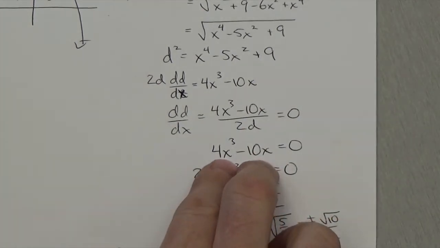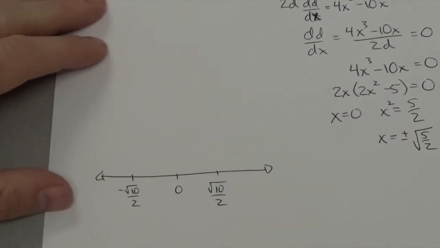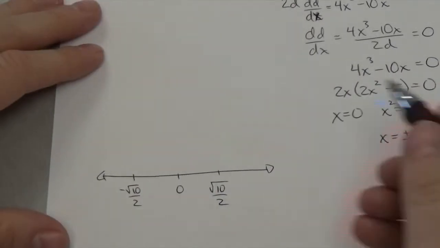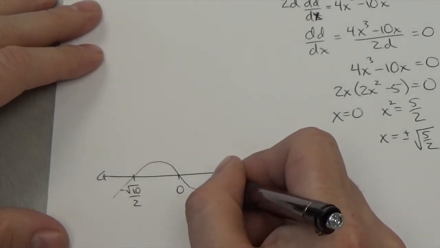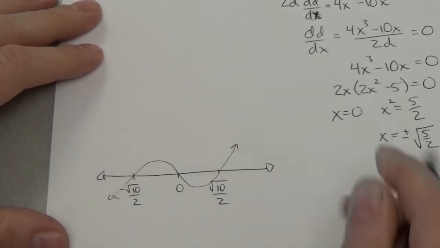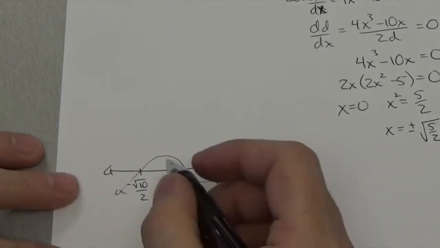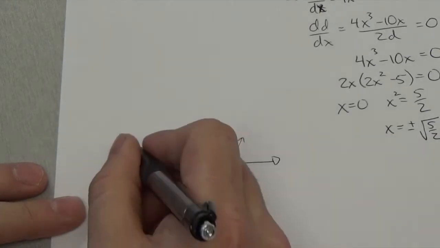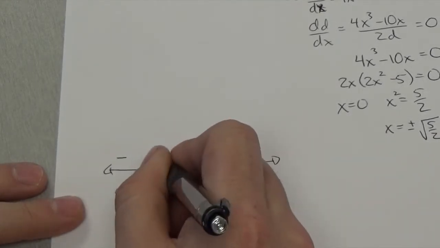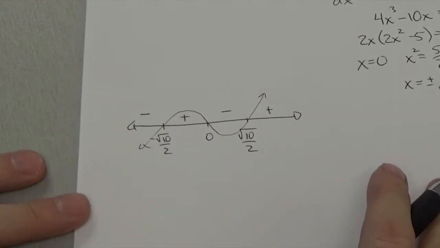That's a cubic expression. It's a positive cubic expression, meaning that if I think about what its shape is going to look like, it's going to come up through here, back down, and go up. It's going to look like that. The 2d in the denominator won't affect this, meaning that the first derivative is going to be negative in this interval, positive here, negative here, positive here.